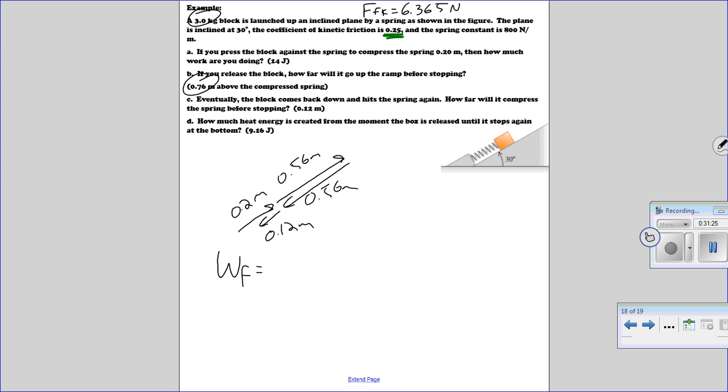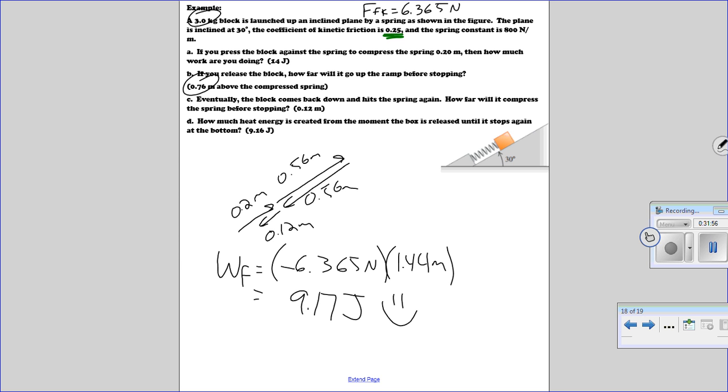Friction is acting against all of that. So the work done by friction should be our force of friction, which is negative 6.365 newtons, multiplied by that total distance. If you add all of those up, 0.56 and 0.56 is 1.12, 1.24, 1.44 meters, I think. I just did that in my head and didn't write the numbers down, so double check my math there. But if you add up all these distances and multiply this out, it should give you the same answer that we just got, 9.16 or 9.17 joules. All right, there you go. That's it.